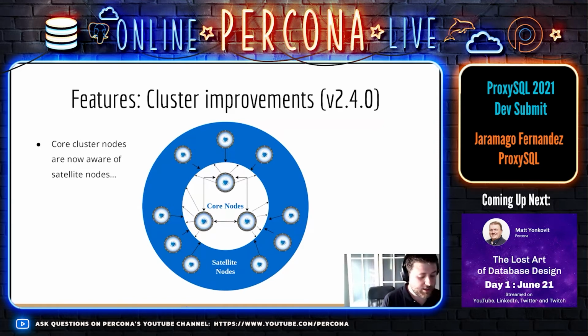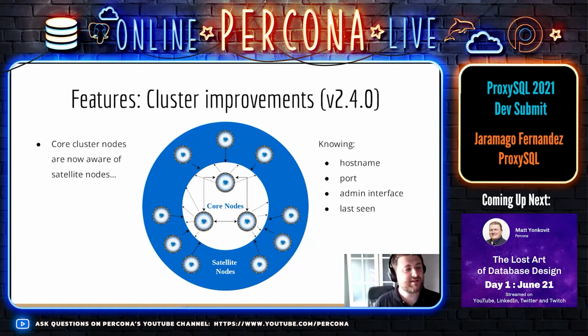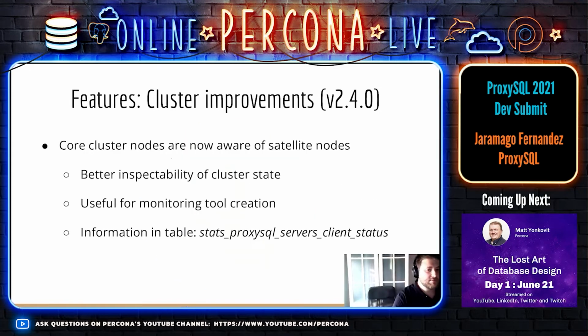How? They identify them with the newly introduced UUID. But not only with the newly introduced UUID, because they also identify them by knowing the hostname, the port, the admin interface, and the last time they saw this satellite node. So why all of this, and how does this all relate? The motivation for having core nodes aware of satellite nodes is essentially having better extensibility of the cluster state.